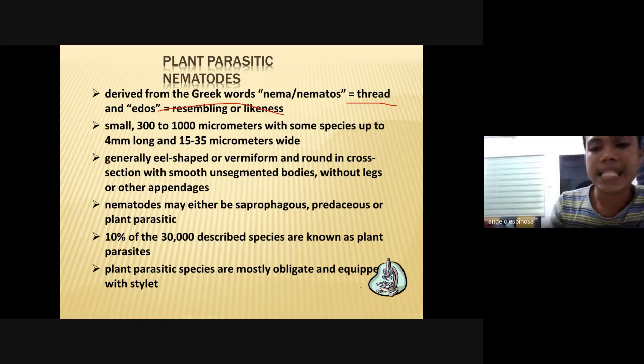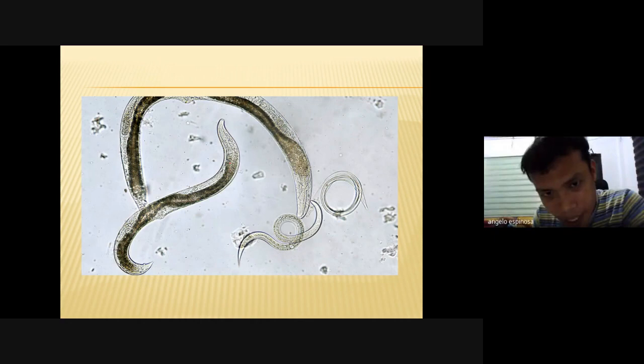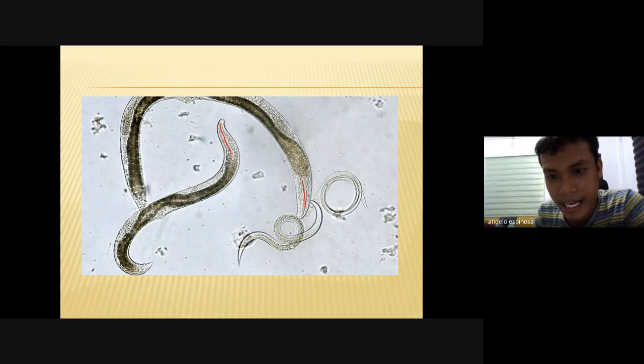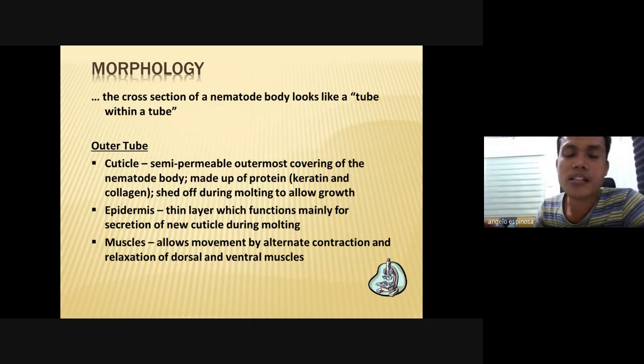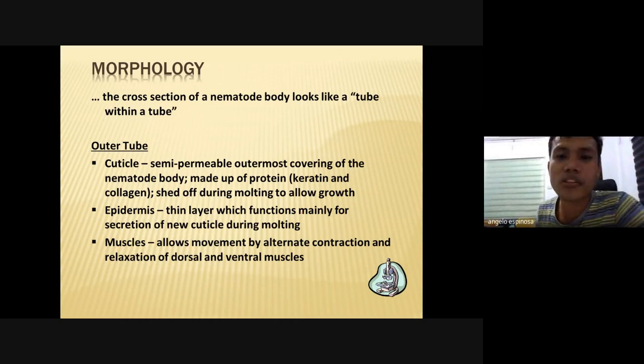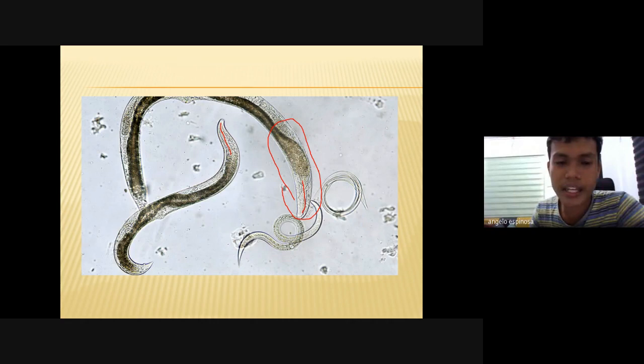Oh, tignan natin ha? Wala siya nito. Example, this one. So, this is the stylet. As you can see, that's the stylet. It consists of a stylet. Kasi yung type of nematode na may stylet, sila yung nagsisipsip. Parang ini-inject nila yung stylet nila. Parang siyang syringe. It's needle-like. Ganon. Okay? Now, let's talk about the morphology. Morphology, the cross-section of a nematode body looks like a tube within a tube. So that is the physical appearance of the nematodes. Tube here, tube here, and then tube here.